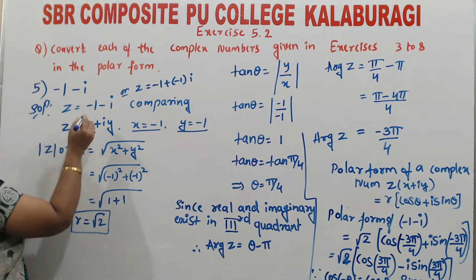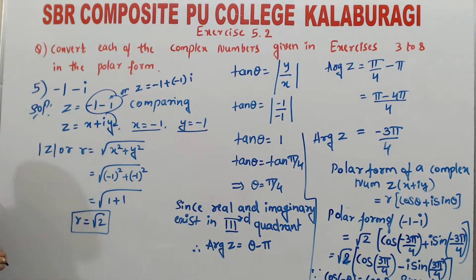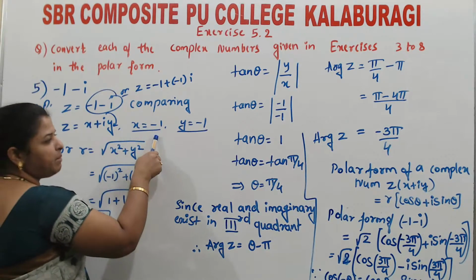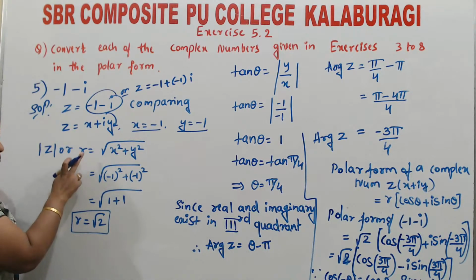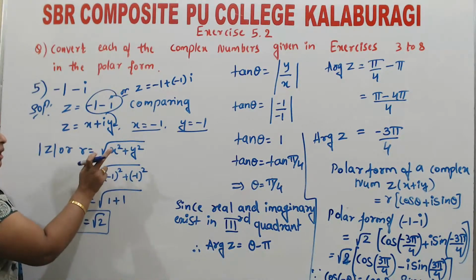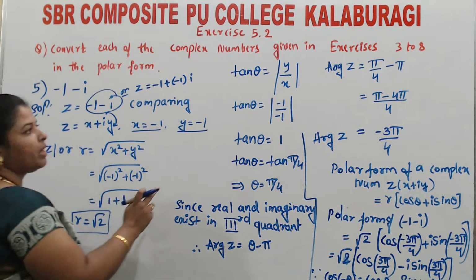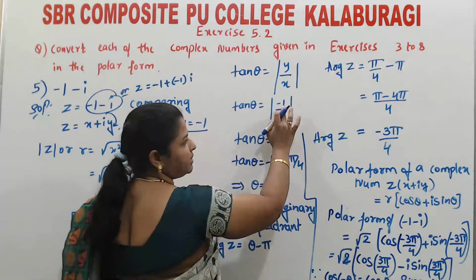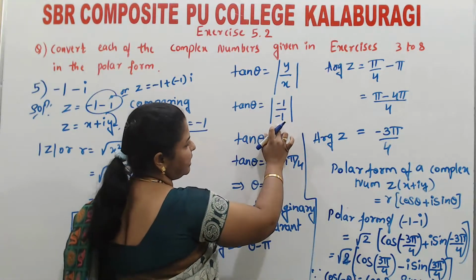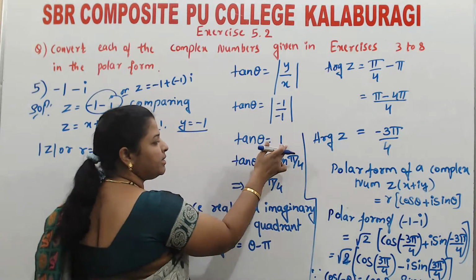Okay. Here the given complex number is minus 1 minus i. This is our complex number. We are comparing this complex number with x plus iy. x value is minus 1, y value is minus 1, right? Here we have to find the modulus. Modulus form is this one, right? Next, r is equal to, we got root 2. Then for finding theta value, we are using tan theta, y by x, right? y value is negative, x is also negative. Inside the modulus, negative values become positive, right? Tan theta is equal to 1.